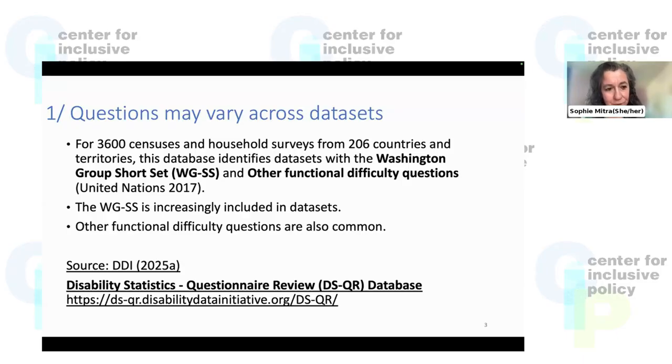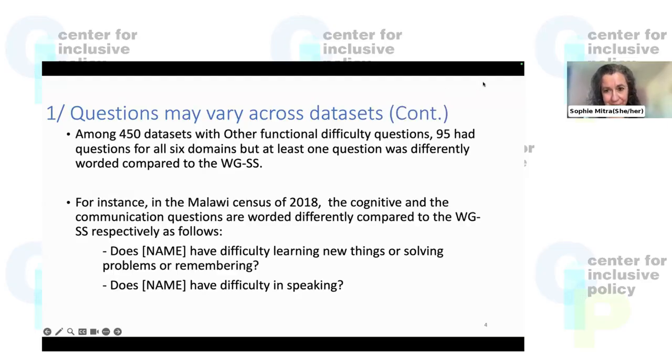What we find overall is that the Washington Group short set questions are increasingly included in data sets across all regions of the world, but especially in sub-Saharan Africa and the Pacific. However, we do find that other functional difficulty questions are also common. Other functional difficulty questions can be different in several ways. They may have only questions about the 4 core domains, seeing, hearing, walking, and cognition, and perhaps don't have questions on communication or self-care. Or they may have questions on the 6 domains of the Washington Group short set, and yet have questions that are differently worded. And these differently worded questions could drive differences in prevalence estimates between different data sources.